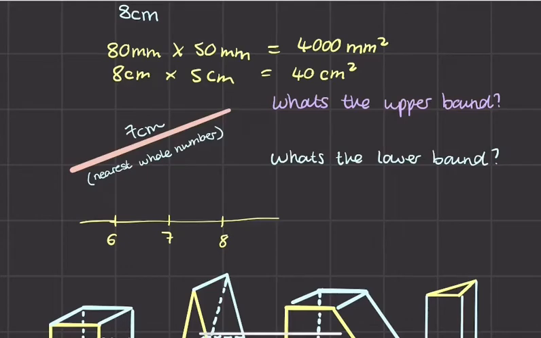So we could have had anything from 6.5 up to just less than 7.5. So we say our upper bound is 7.5 centimeters, and our lower bound would be 6.5 centimeters.